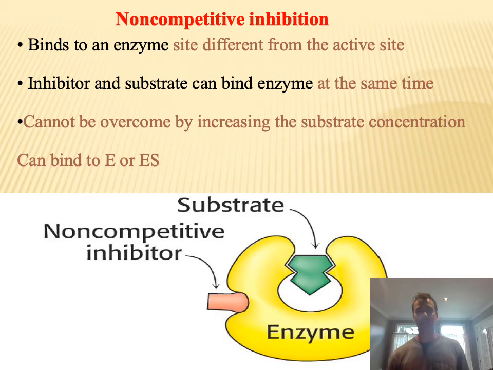What about non-competitive inhibition? Non-competitive inhibition is different in that the inhibitor binds to an enzyme site that's different from the active site. It can bind either to the enzyme or to the enzyme substrate complex. The inhibitor and the substrate can bind to the enzyme at the same time because it's at a different site. In this case, you can't overcome the inhibition just by adding more and more substrate, because obviously it's at a different site on the enzyme.